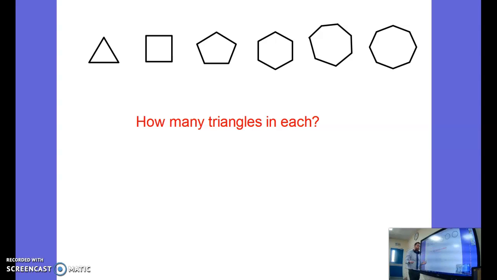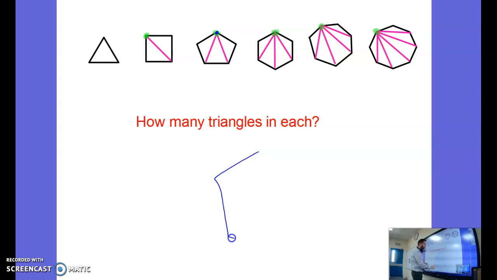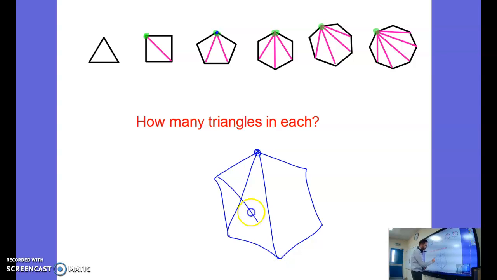Well, in the triangle, there's one triangle. In the square, if I take a corner, join it to all the others, I end up with 2 triangles. Let's just split up all of these shapes. It's very important that you just take one corner and join it to the others. If you get a bit carried away, I've seen people going, how many triangles are there? There's 1, there's 2, there's 3, there's 4. They just start joining everything up, and that doesn't help us. That's creating angles that we don't want to count. We just want to count the angles around the outside there.